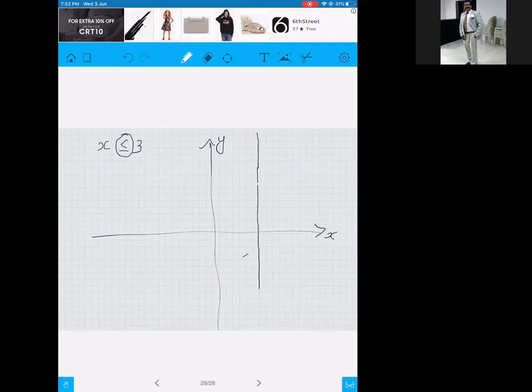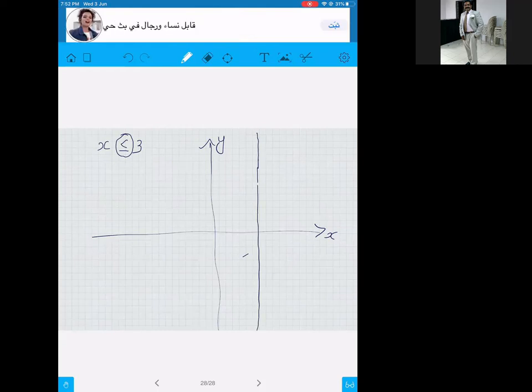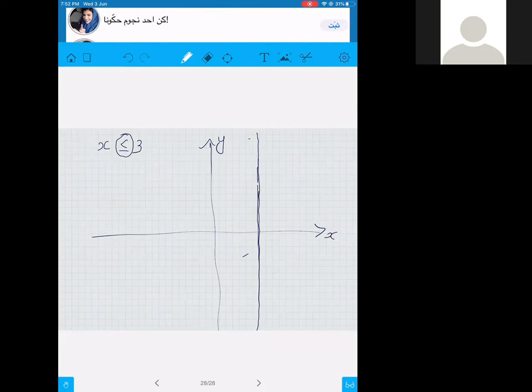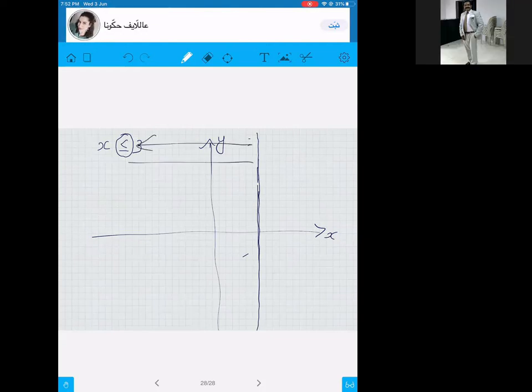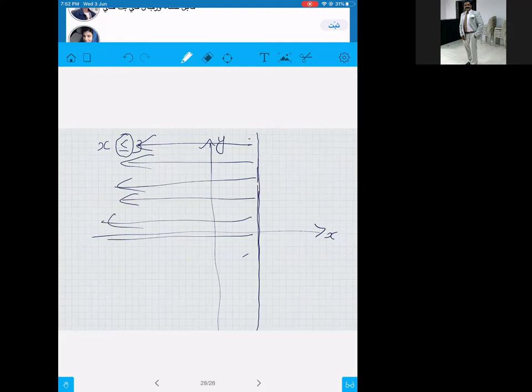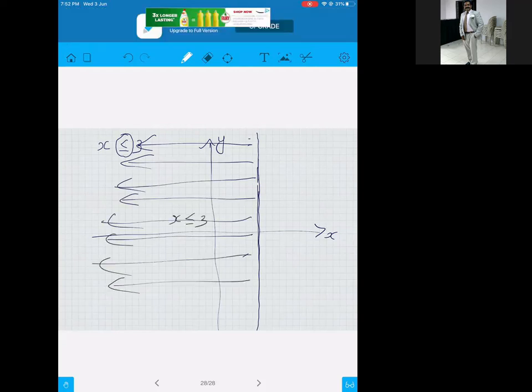Does it make sense? You got the logic? I hope you got the logic, right? Yes, sir. x less than or equal to 3 means it is approaching up to 3. So this is the concept of x less than or equal to 3.